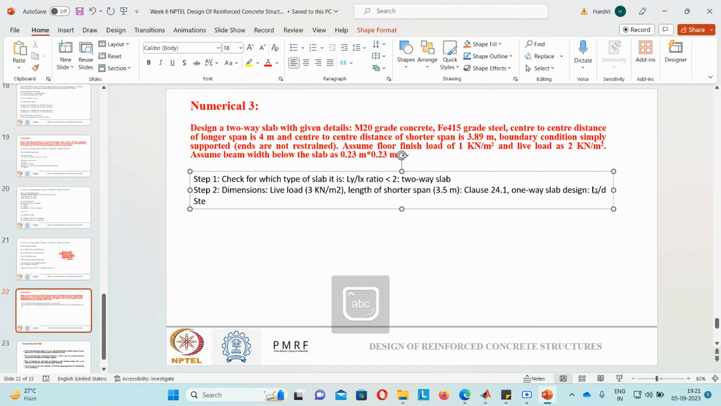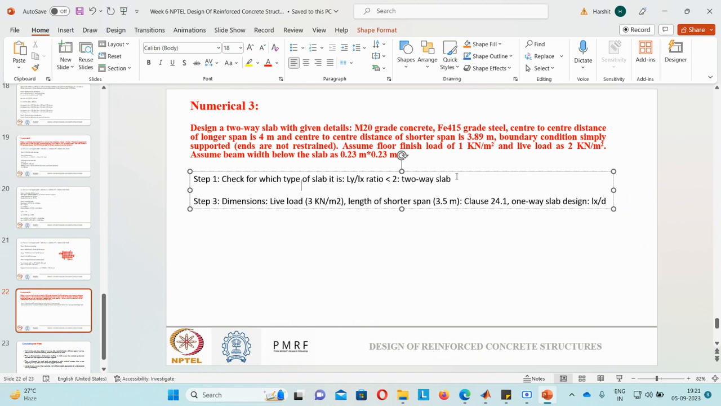Step 3 can be to calculate effective span. This can be step 2 also or step 3. You calculate the effective span. How? By clear span plus effective depth, and clear span plus or center to center distance between the supports. The minimum of which will be your effective span. So this will be step 2 and this will be step 3, because Lx will be used now.